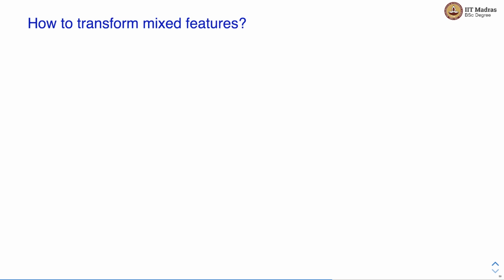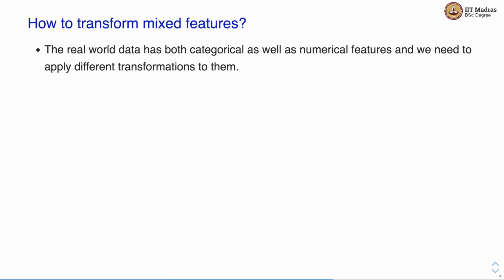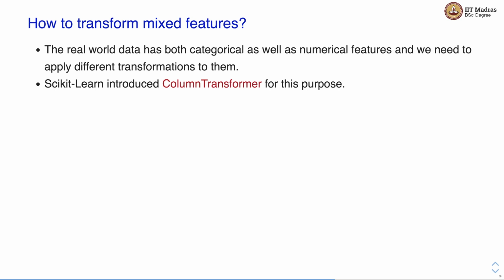So this works well when we have features of the same type. What if we have features of different types? It is very common in real world situations that features will be of different types. Some features will be numerical features, some features might be categorical features, and so on. So transforming these mixed features can be a challenging thing. But sklearn has provided a way for us to transform these mixed features. sklearn provides column transformer for exactly this particular purpose.